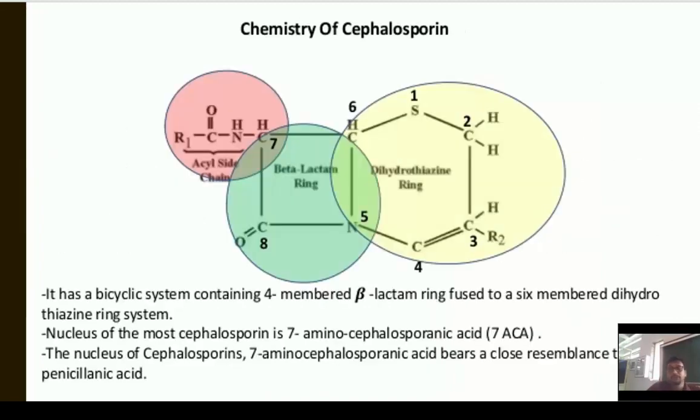Next is the chemistry of cephalosporin. Cephalosporin contains two rings: the beta-lactam ring and the dihydrothiazine ring, and at the 7 position it contains an acyl side chain. So there are two ring systems, known as a bicyclic ring system, containing a 4-member beta-lactam ring fused to a 6-member dihydrothiazine ring system. The nucleus of most cephalosporins is known as 7-aminocephalosporanic acid, that is 7-ACA.